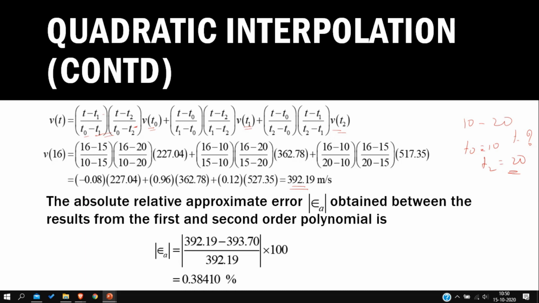Quadratic. The quadratic polynomial will be giving you a better approximation, not the exact value but a better approximation. That is why it is given as approximate error, not the actual error, because we don't know the exact value. So we are comparing the two approximate solutions, 392.19 and 393.70, and the percentage difference is only 3.3841 percent.